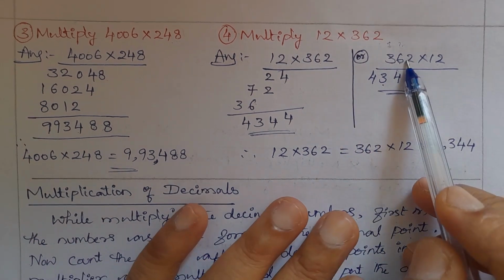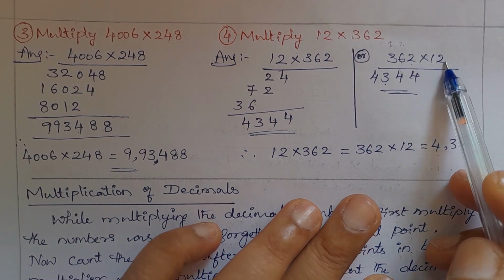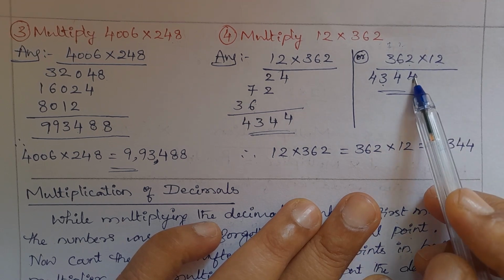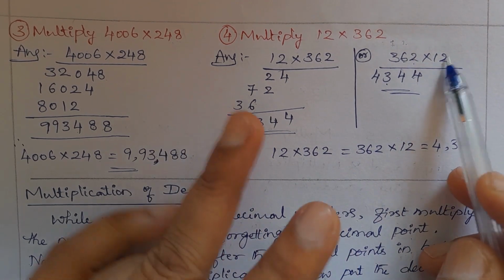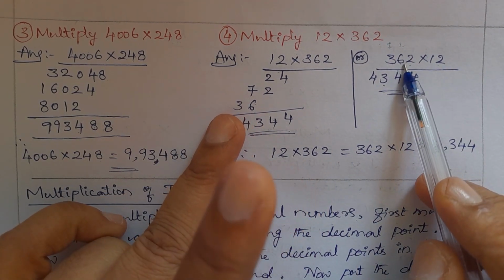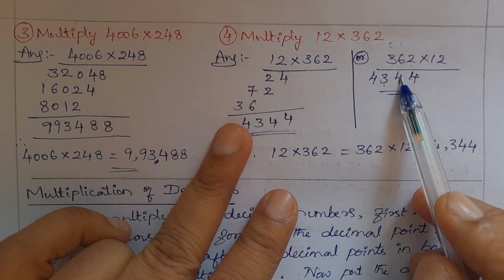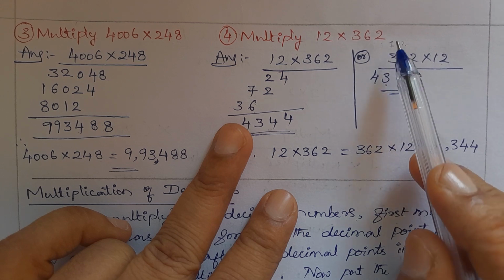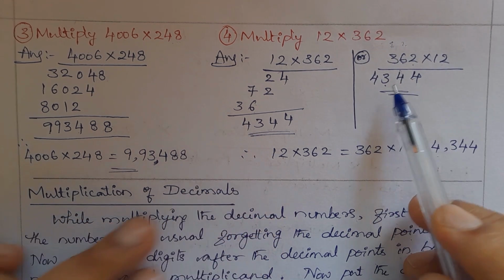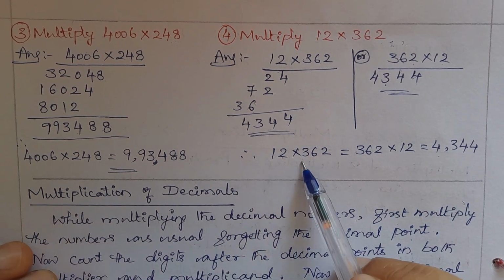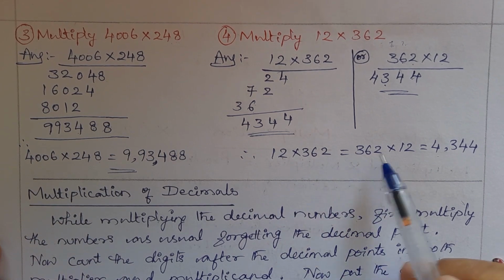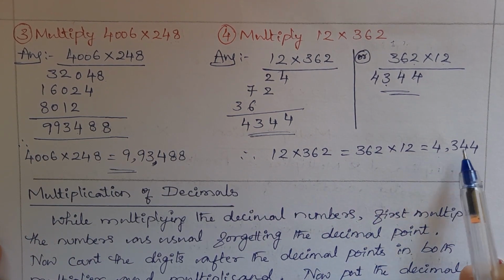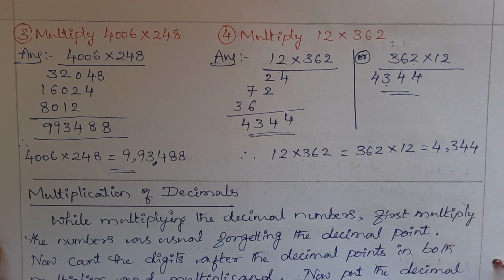Otherwise, 362 into 12. 12 2s are 24, get 4, 2 carry. 12 6s are 72, 72, 73, 74, get 4, 7 carry. 12 3s are 36, 36 plus 7 is 43. So therefore 12 into 362, otherwise 362 into 12 is 4344.